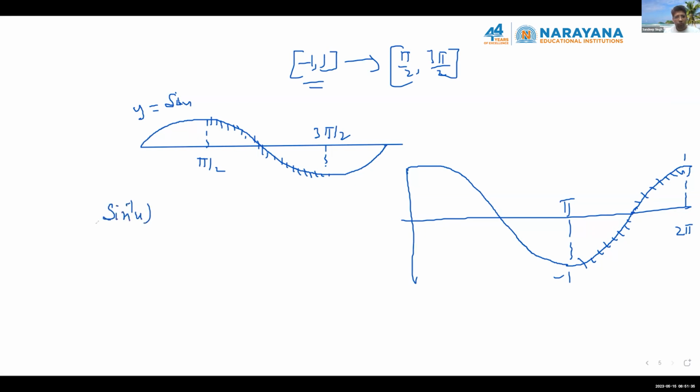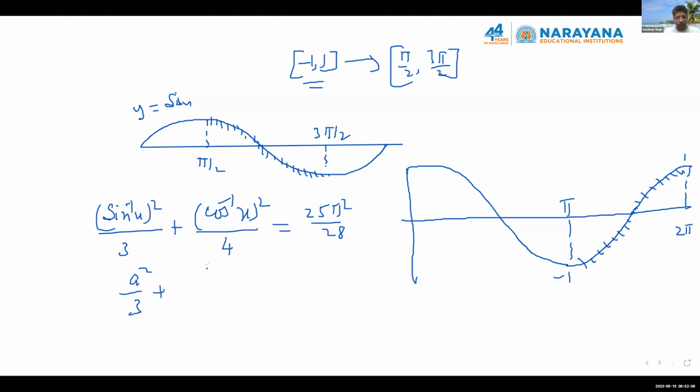(sin inverse x) whole square divided by 3 pi plus (cos inverse x) whole square divided by 4, taking pi to the other side, is equal to 25 pi square by 28. If I name sin inverse x as A and cos inverse x as B, then A square by 3 plus B square by 4 equals 25 pi square by 28.